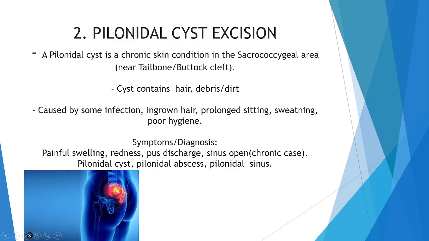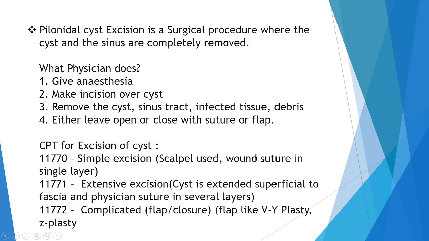So there are sometimes symptoms like an open sinus, pus discharge, pilonidal abscess, pilonidal sinus, and painful swelling. So this cyst happens in the tailbone, and it has to be excised. It is a surgical procedure where the cyst and sinus are completely removed. So what will the physician do? He will give the anesthesia, make the incision over the cyst, remove the cyst and sinus tract, and either leave it open or close with a suture flap.